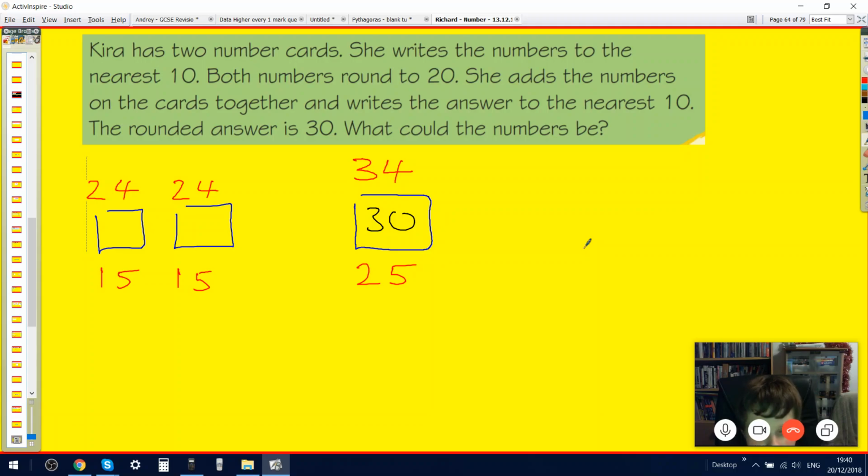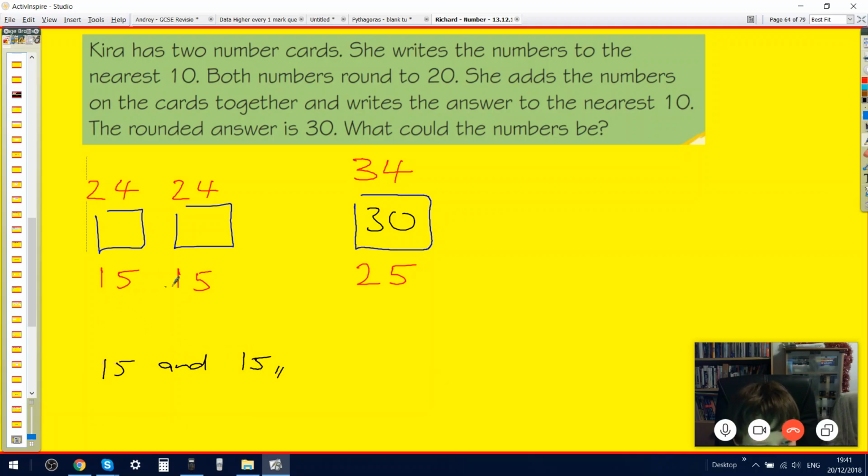Sorry. Any idea about that one? Maybe 15 plus 15? Yeah, 15 plus 15 would work. So that would be 15 and 15. And 15. So that would give you exactly 30.